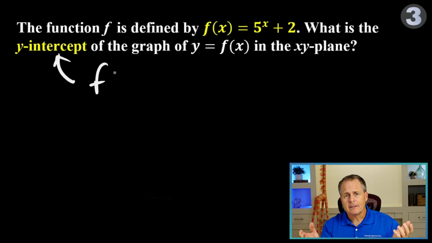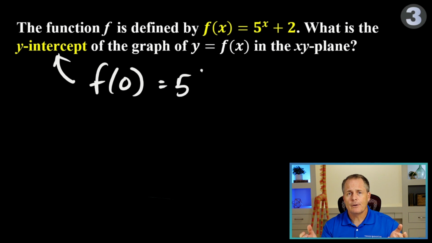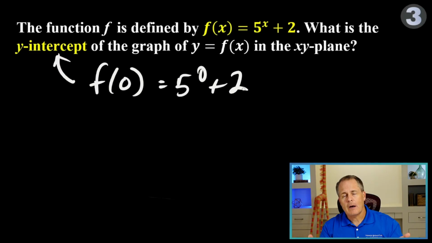It's another Y-intercept question, so we'll put 0 in for X again. What could possibly go wrong next? But the answer is not 2. The answer is 3. Here's why.